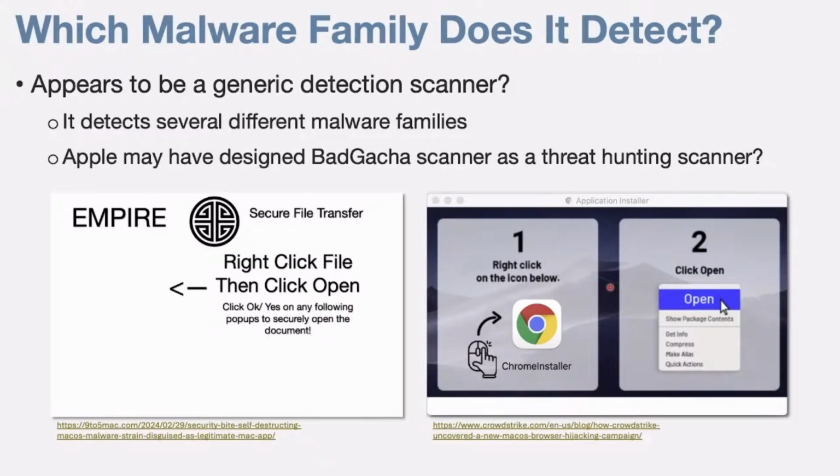So which malware family does the Bad Gadget scanner detect? Honestly, I don't think it's aimed at any specific one. In fact, Bad Gadget scanner can detect disk images used by multiple malware families, such as Empire Transfer, Chrome Loader, and Amos. So Apple may have designed Bad Gadget scanner as a threat hunting scanner to help identify new and emerging threats.